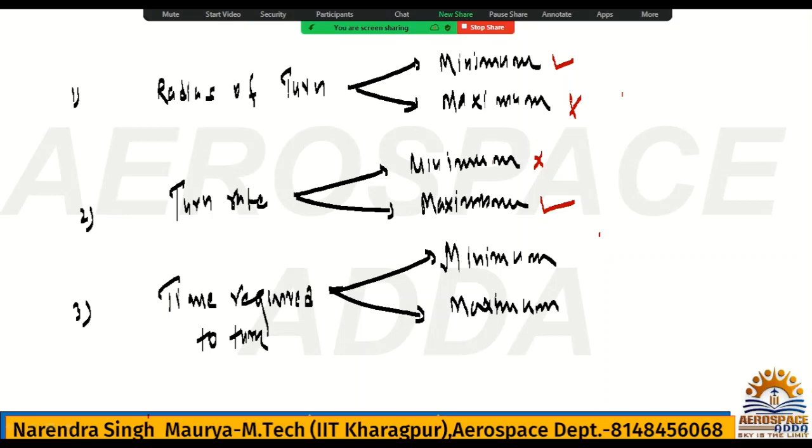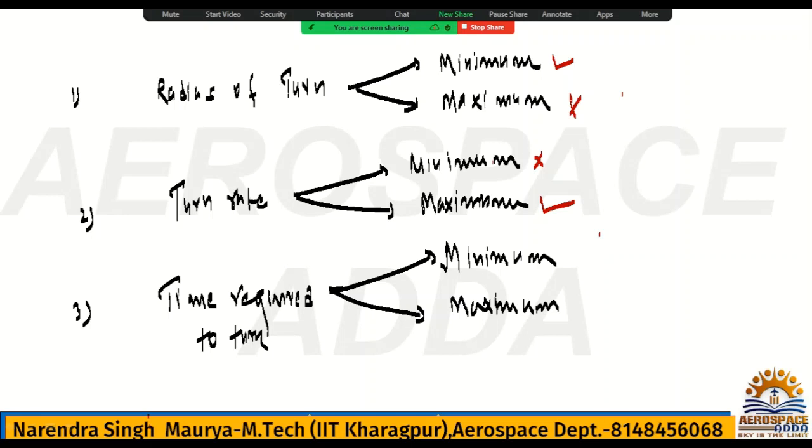Why? Because if from the backside the enemy's aircraft has fired a missile, and the turn rate of your aircraft is very high, so immediately you can turn, you can change your path, you can turn right or left. Yes or no? Immediately your aircraft will turn. If turn rate is maximum or highest, then very fast you can turn right, left, anywhere, and you can save yourself. So turn rate should be maximum.